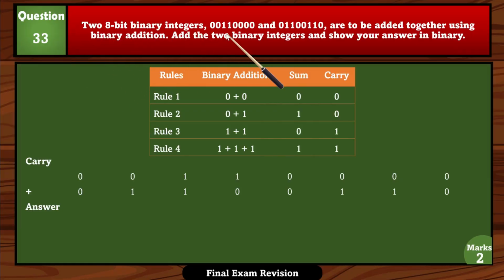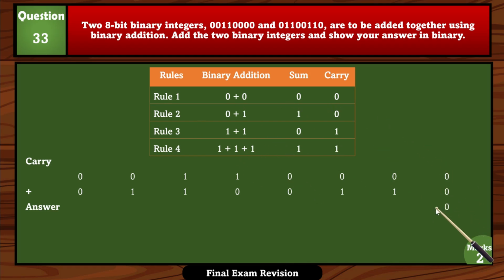Two 8-bit binary numbers, this one and this one, are to be added together using binary addition. Add the 2 binary integers and show your answer in binary. Before adding those numbers, let's review the rules. Rule 1: 0 plus 0, sum is 0, carry is 0. Rule 2: 0 plus 1, sum is 1, carry is 0. Rule 3: 1 plus 1, sum is 0, and carry is 1. Rule 4: 1 plus 1 plus 1, sum is 1, and carry is 1. So let's now add those numbers keeping those rules in mind.